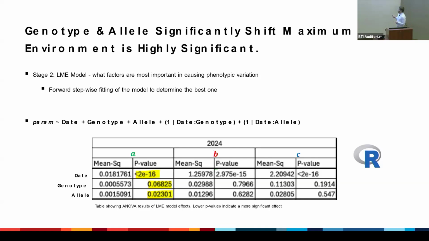So we also see that these genotypic effects are only playing a role in the A parameter, or maximum stomatal conductance. So we focus on that for the rest of this.